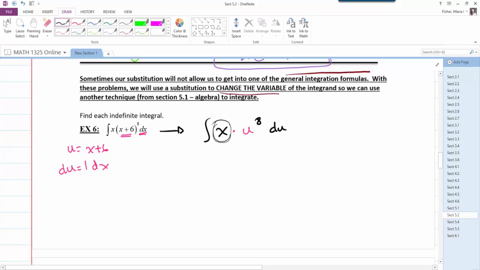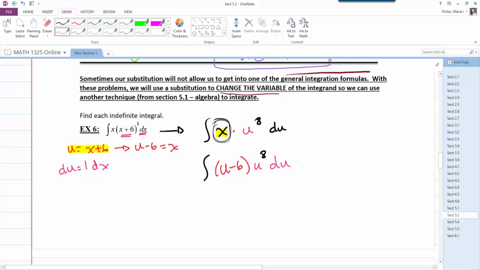So because we have this x left over, we're going to have to do what's known as a change of variable. So what we're going to do here is we're going to say, okay, well, I need to get rid of my x here. So since I need to get rid of my x, what I want to do here is solve that given equation, u equals x plus 6, for x. So if I subtract 6 from both sides, u minus 6 is equal to x. Therefore, I can rewrite this problem as u minus 6 times u to the 8th power du.